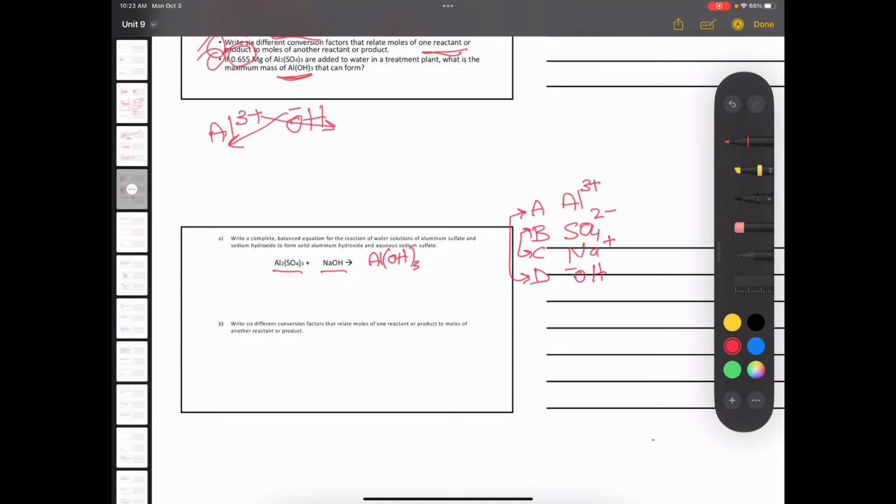Now, is this a solid or a liquid or aqueous? This is going to be a solid because we have it right here. So this one, a solid material. Never forget to designate your physical state for the products.